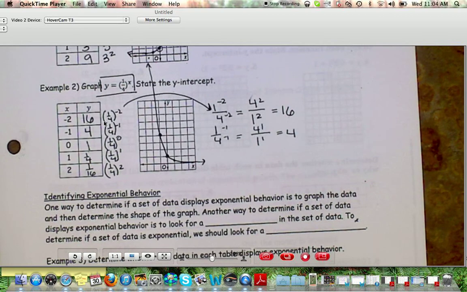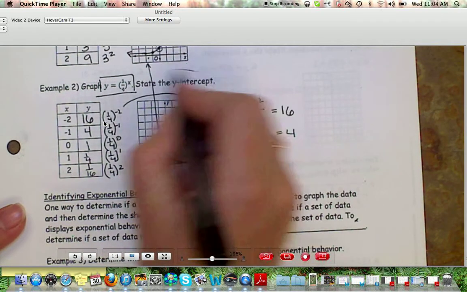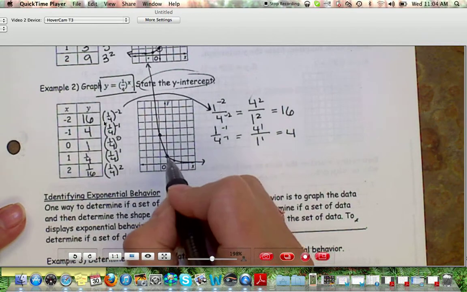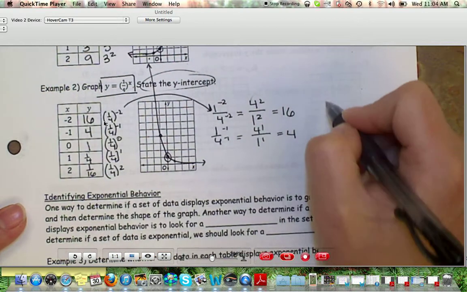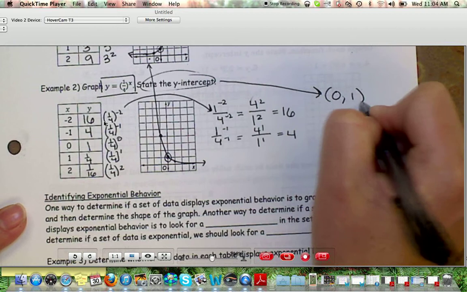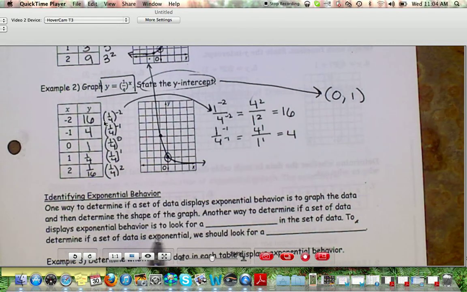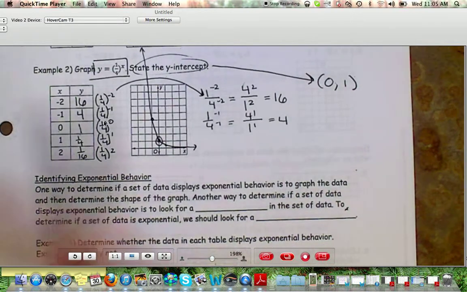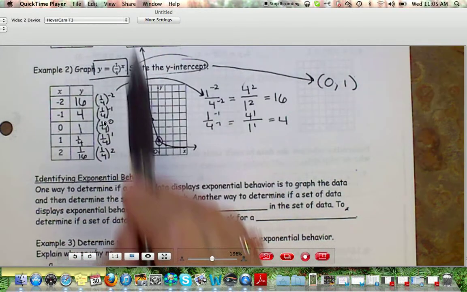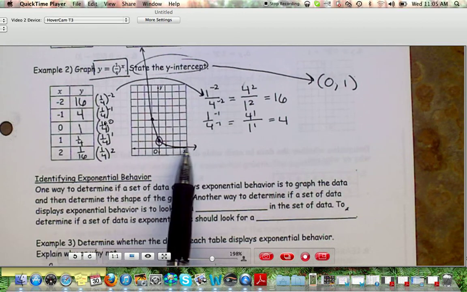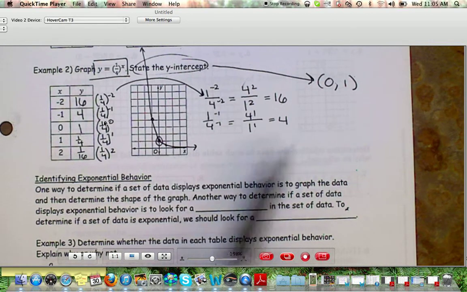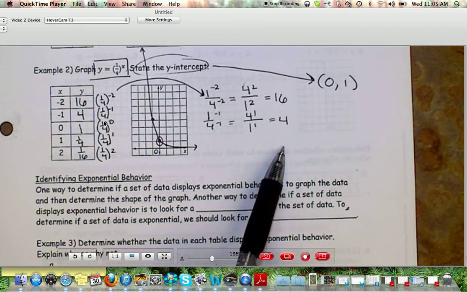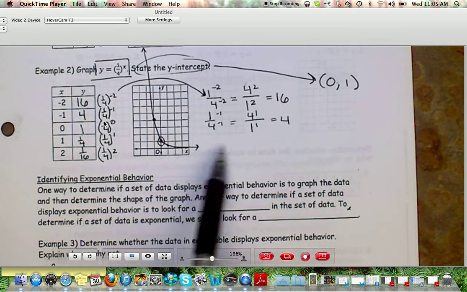Identifying exponential behavior. Oh, we need to do our y-intercept. The y-intercept is, again, (0, 1). You can see it where it crosses the y-axis right here. One way to determine if a set of data displays exponential behavior is to graph the data and then determine the shape of the graph, which is what we just did. It rises quickly or falls quickly, and it's going to keep getting very, very close to that line, but it's never actually going to cross over that line. There's an imaginary line there that it's never going to hit.